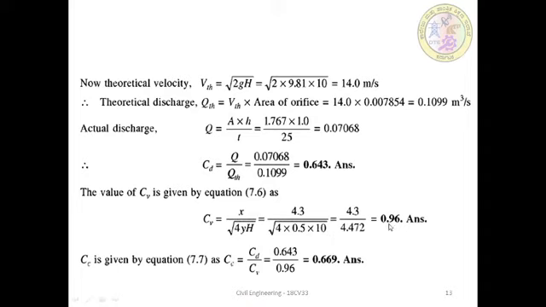So with this we are getting 0.96. And the last one, CC, is nothing but the ratio of CD by CV. CD is also calculated as 0.643 and CV is 0.96. Whatever the ratio is, that works out to CC, 0.669. So now you can see from all three, CD, CV, CC, all are less than 1. The coefficients are less than 1. Okay, so that is what we can notice from this example.